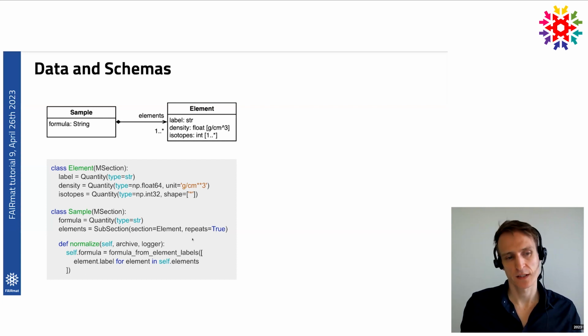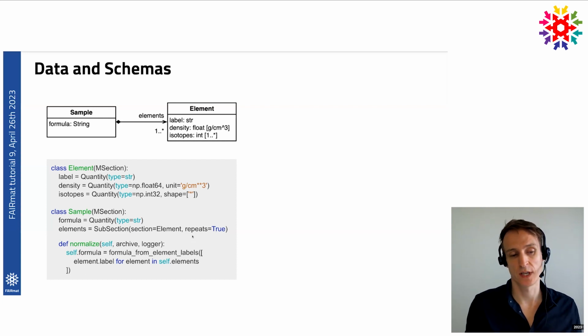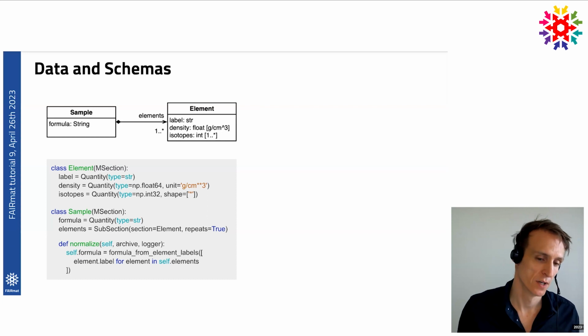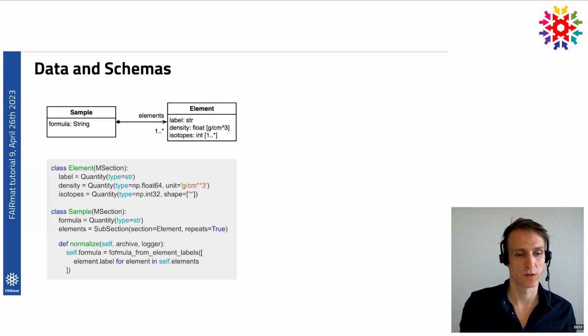And the new thing that you can do with the Python schemas that you could not do in the YAML schemas are these normalize functions. So the idea is when we instantiate the schema, the normal processing can call these functions, and then in these functions you can define certain processing steps that are supposed to happen with your data. So for example, you might have some utility function that allows you to construct the formula from all the elements that are given to the sample, right? So for example, we could say we assign the formula from whatever our function provides us based on the element labels that are within the sample.